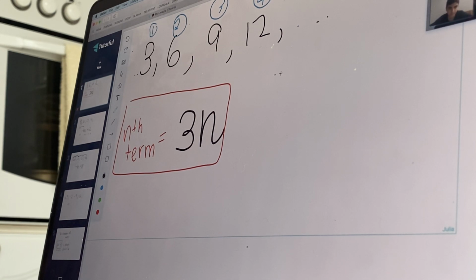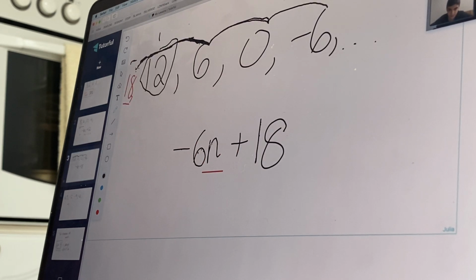How about the 100th term? 3,000. So 300 was correct. Yeah, so it'd be 3 times 100, which is 300. Perfect. Okay, so I think we're getting the hang of this. Let's go back to this example here. So we're going to ignore the 18 because our real sequence, yeah, good.